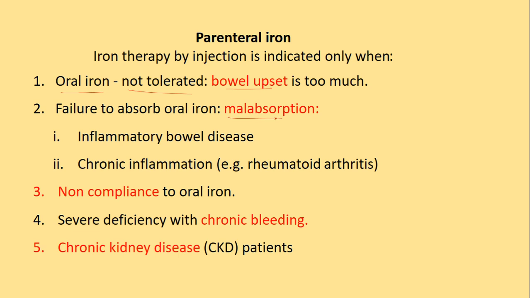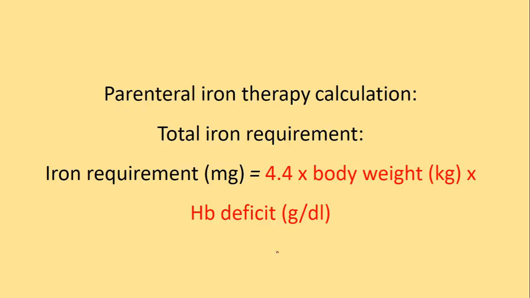in case of malabsorptions like inflammatory bowel disease, chronic inflammation like rheumatoid arthritis, and also due to the non-compliance to the oral iron preparations, and also due to the severe deficiency due to the chronic bleeding. And also in case of chronic kidney disease, you may need to use parenteral iron along with erythropoietin.